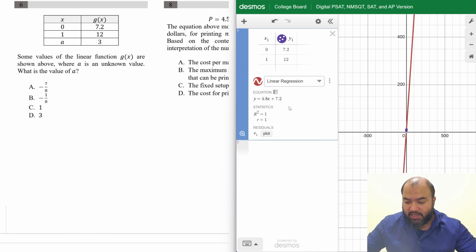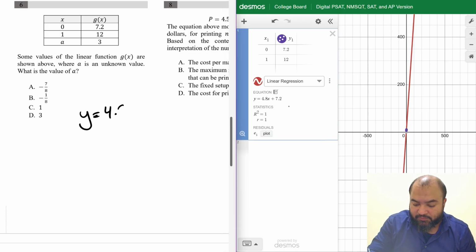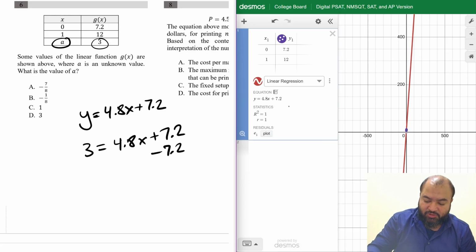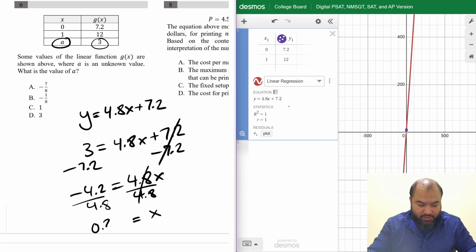If you do the equation of the line, it will be y equal to 4.8x plus 7.2. Now they ask what is the value of x when g of x, which is the y value, is 3. I'm going to plug in y equal to 3 this time. 3 equals 4.8x plus 7.2. You can use the table, but minus 7.2 on both sides, and you get negative 4.2. Now divide both sides by 4.8, so you get x equal to 0.875.